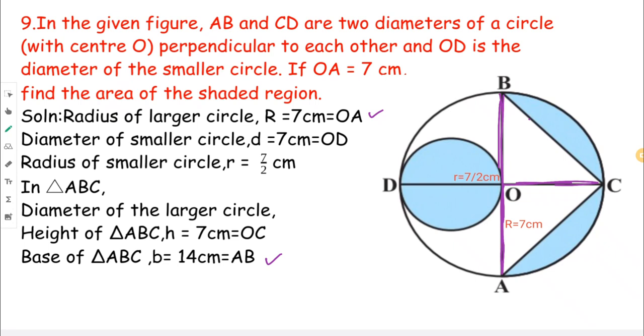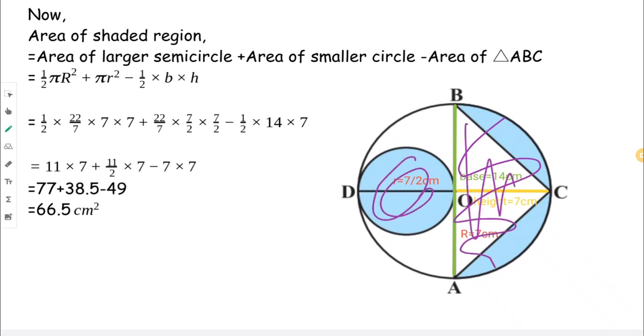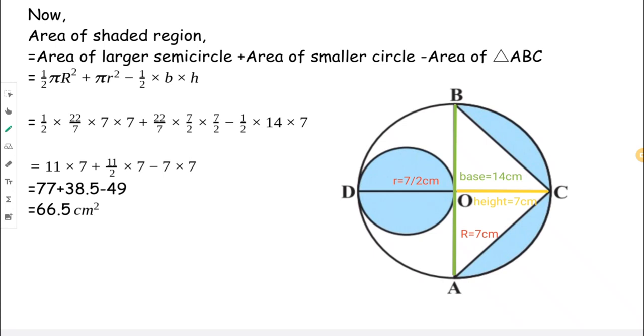So now let's find the area of the shaded region. Like I told you, area of the larger semicircle plus area of the smaller circle minus area of this triangle, then I'll get this shaded region. That is what we're doing. I put the formula, I already put the values also. Radius is 7 and the radius of the smaller circle is 7 by 2. Base into height, like I said, base is 14, height is 7. Once we're done with it, let's start the division, right?